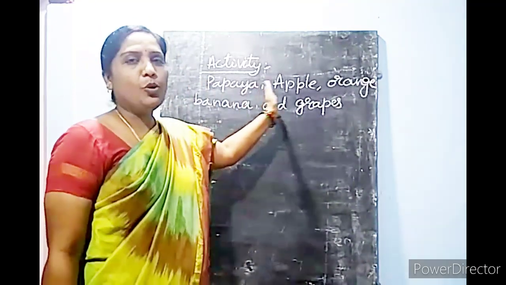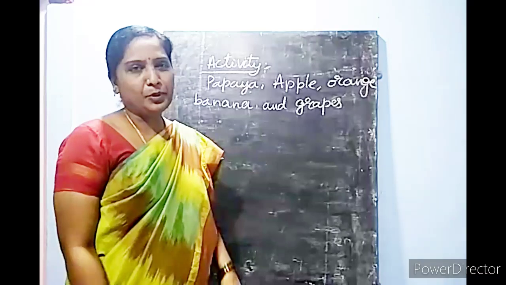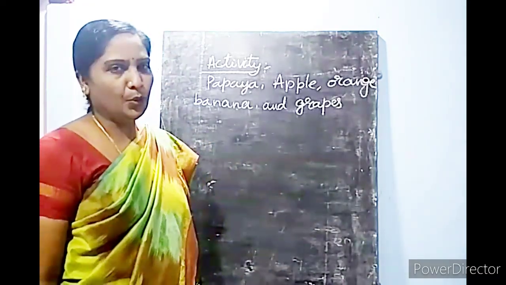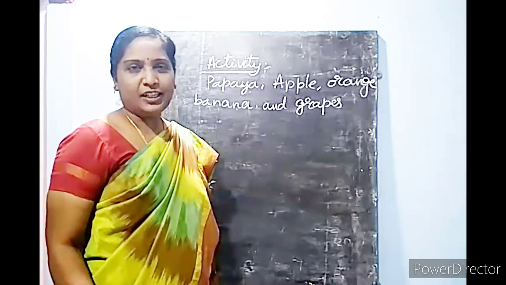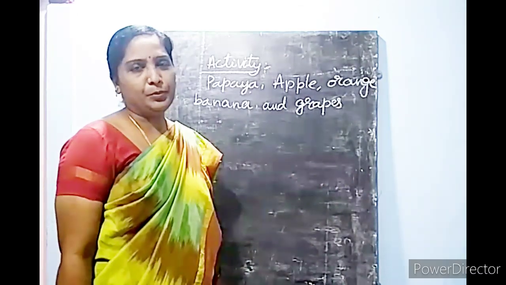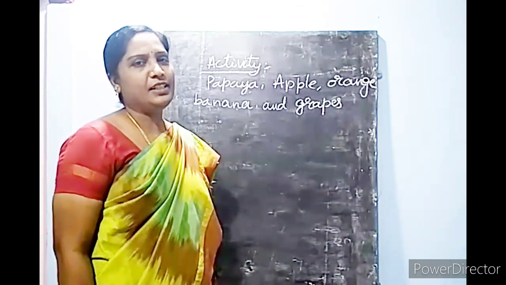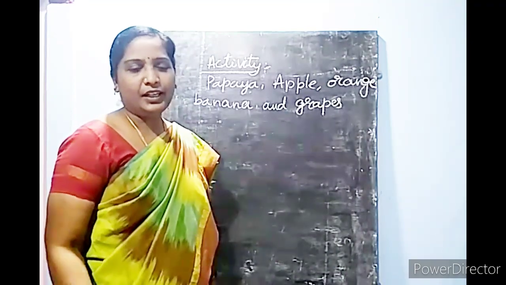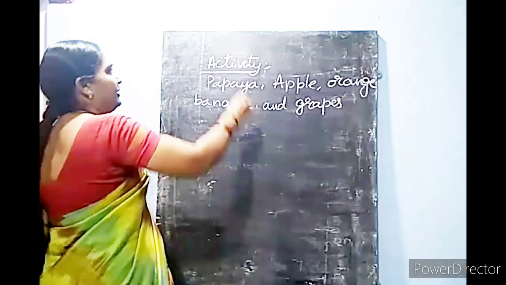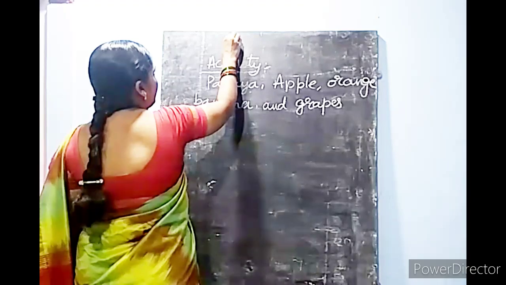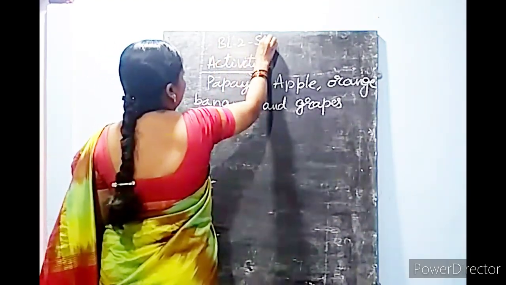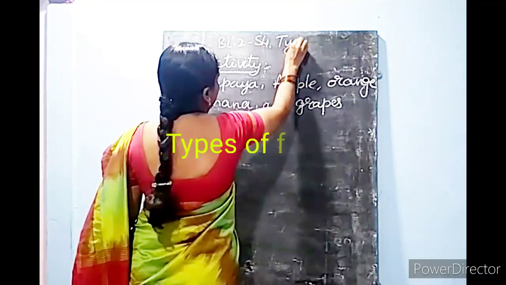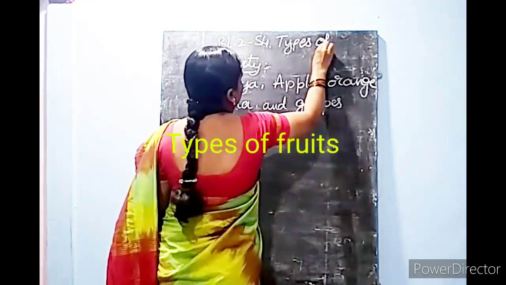Now tell me, do all these fruits come under the same group? No. They are not all coming under the same group. So there are different kinds of fruits. So that is our today's topic. Types of fruits. Your block 2 S4. Types of fruits we are doing now.